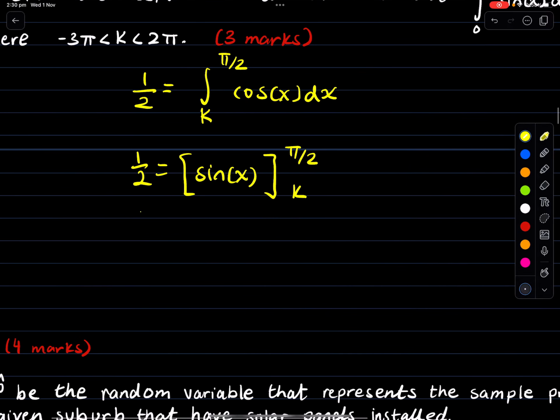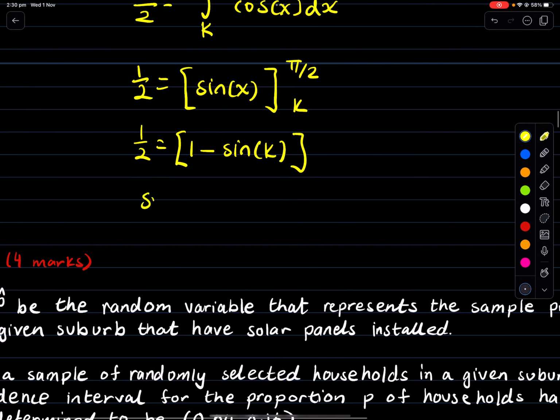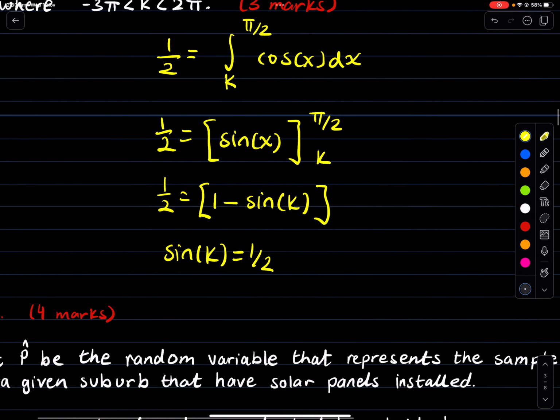So half equals sine pi on 2. So what's sine of pi on 2? So sine pi on 2 is just 1. And we're going to put a minus. What's sine of k? We just write it as sine of k. So we can say that sine of k is just equal to a half. And we need to solve for values of k from negative 3 pi to 2 pi.